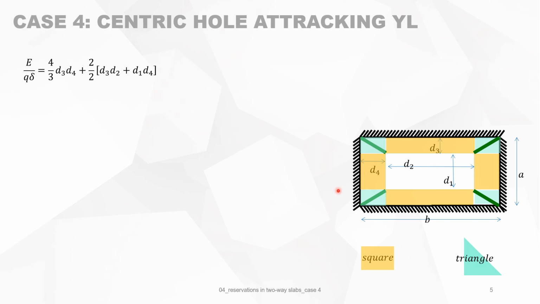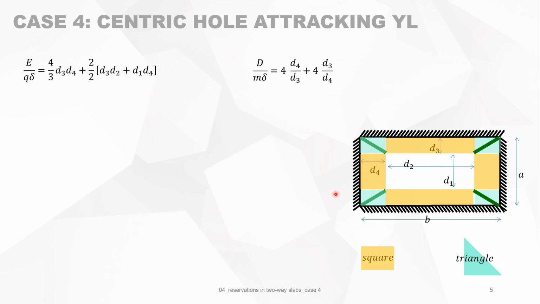And then you add up the square or rectangular sections, which is of course d3 times d2 twice, and d4 times d1 twice, which is this. And you divide it by 2 because the mean deflection is delta divided by 2 for a rectangular element.